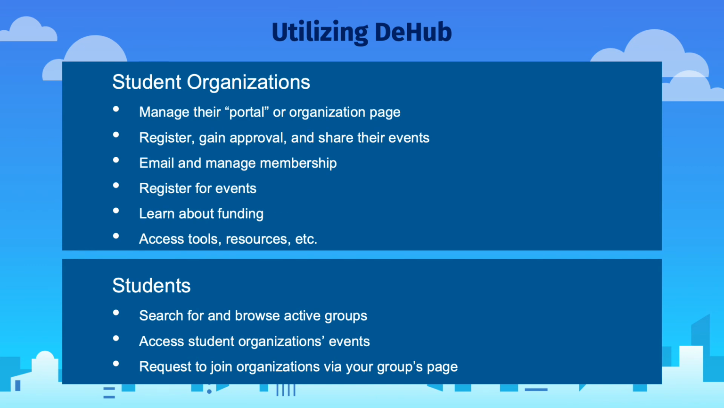As a student organization, maintaining and utilizing DHub should be a main priority. The general student population can search and browse active groups via DHub. Here, they can view your group's page, see your events, and request to join your organizations via your group's DHub page. Please plan to regularly update and input your group's information to your page as a consistent way to recruit and share your group.